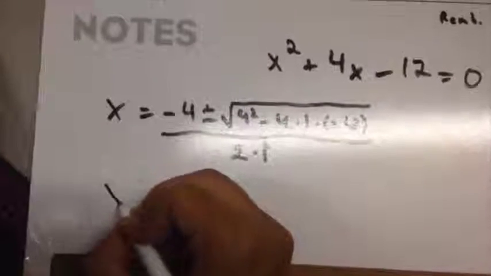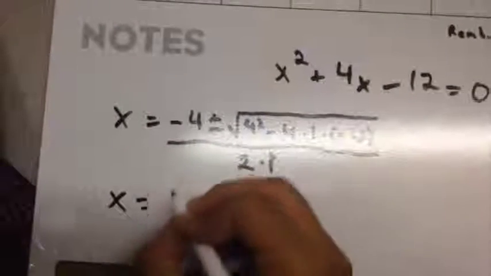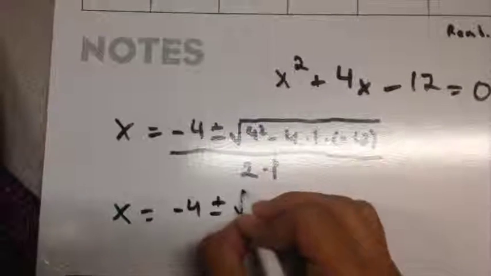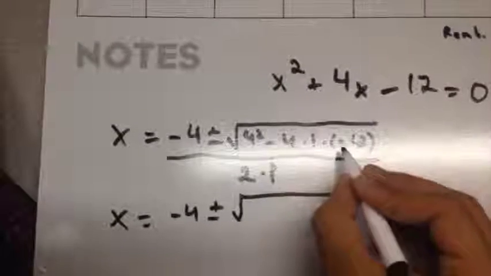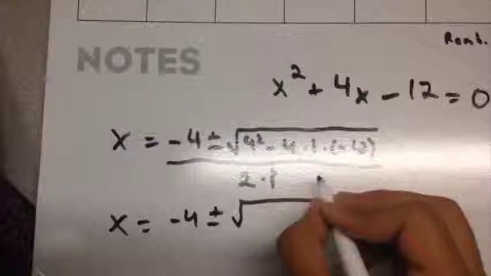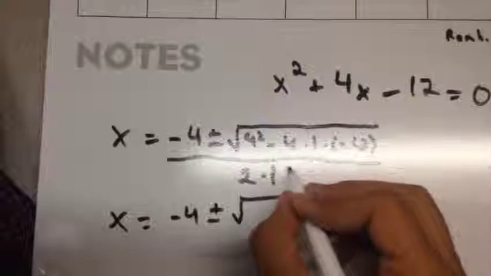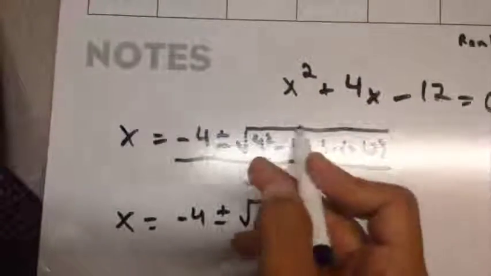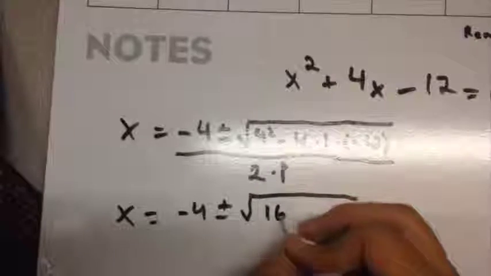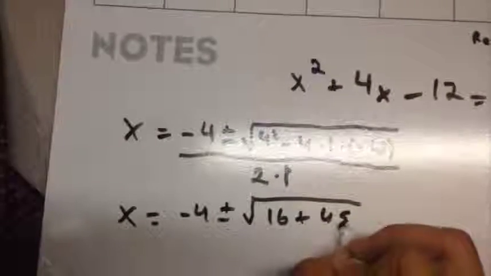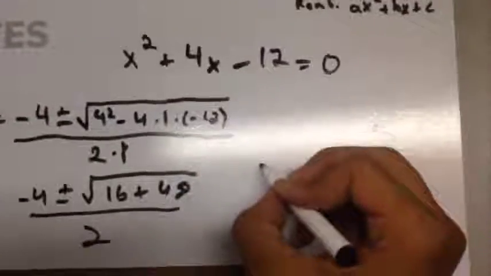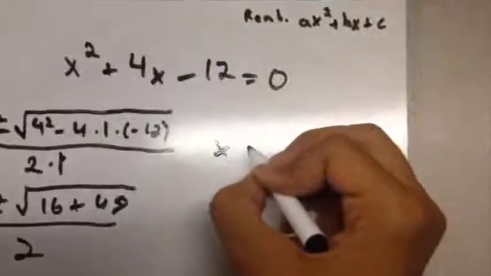Alright, so now we're going to want to do x equals negative 4 plus or minus, and now we're going to add and multiply all these together. Since it's a negative, it cancels out, it makes it positive. So negative 4 times negative 12, you get negative 48, and then multiply that by 1, and we still have the 4 squared, so that's 16 plus 48. And this is all again over 2 times 1, which is just 2.